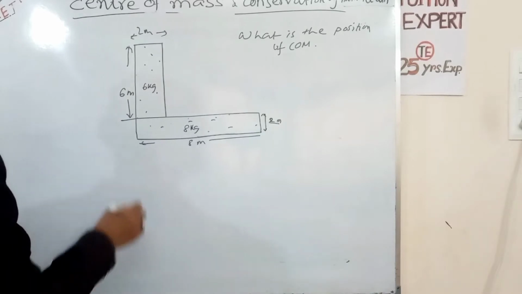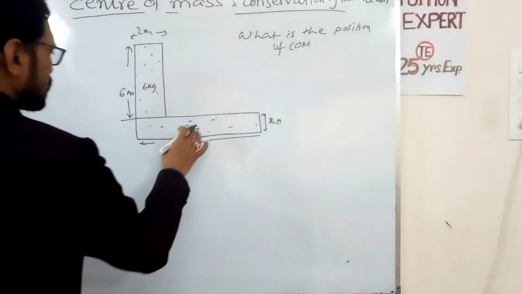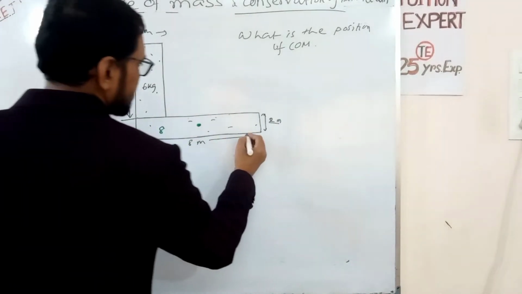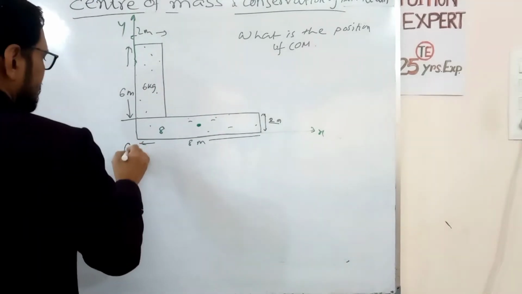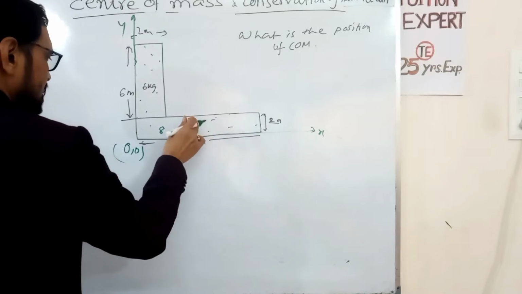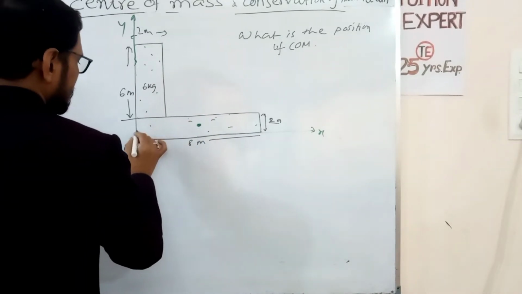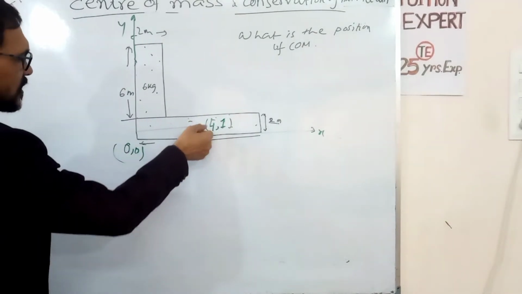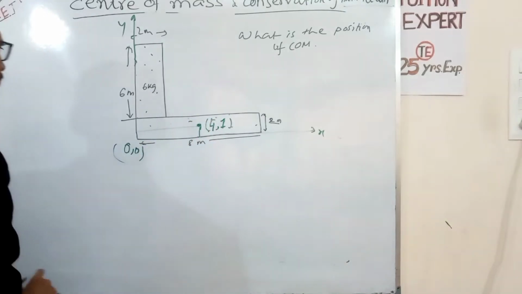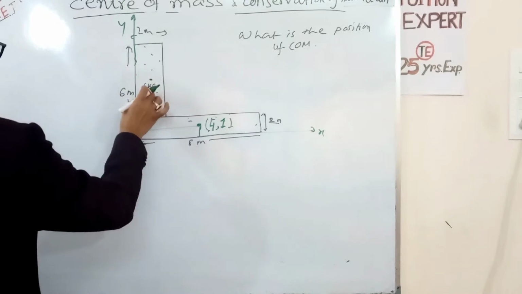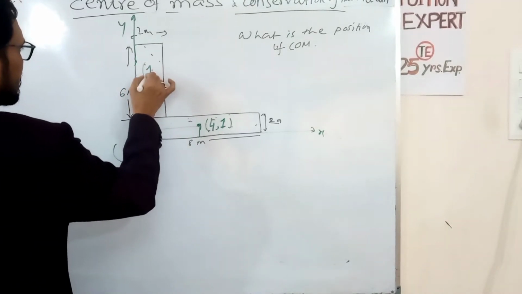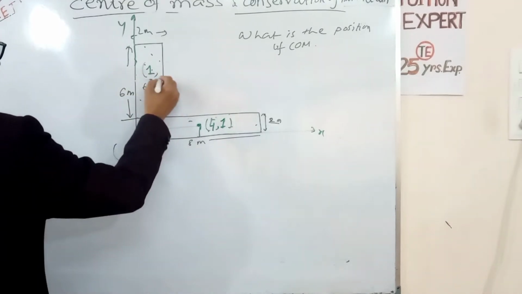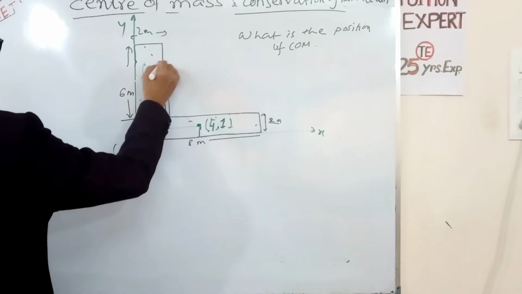I have told that the center of mass of a regular body is its geometrical center. So first we find the center of mass of this block, its geometrical center. If we consider x and y along this and this, this is the origin. The center of mass of this block is 4 in x coordinate and 1 in y coordinate, so the coordinate of this point is (4, 1). The center of mass of the 6 kg block has x coordinate 1, because this is 2 meter, so half is 1, and y coordinate is 3 plus 2, that is 5.